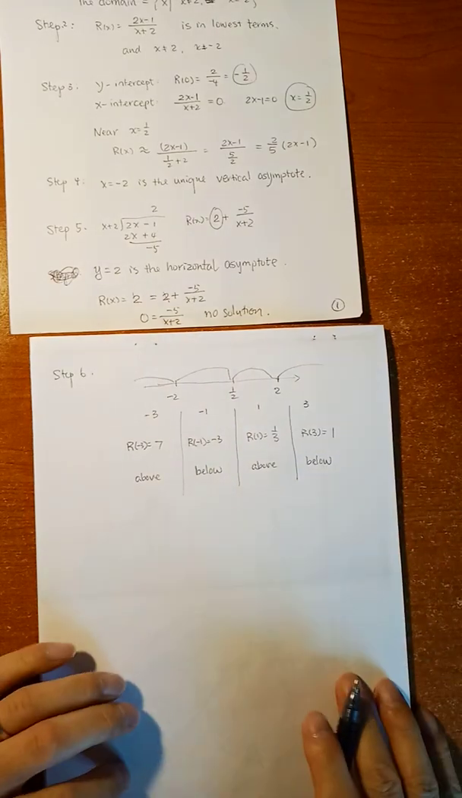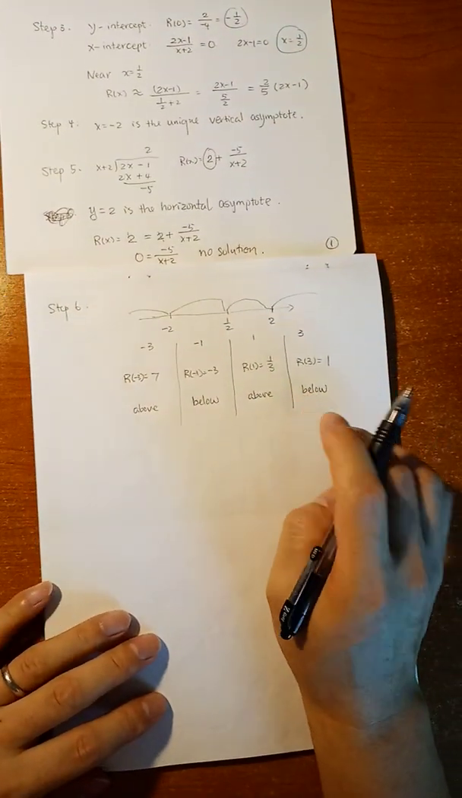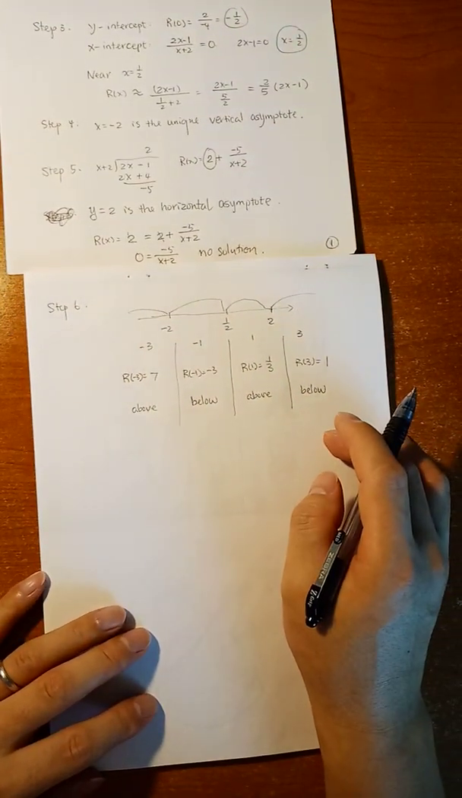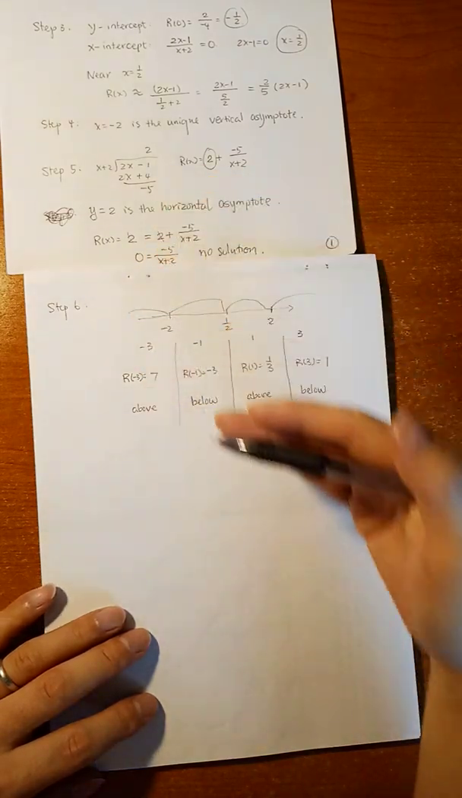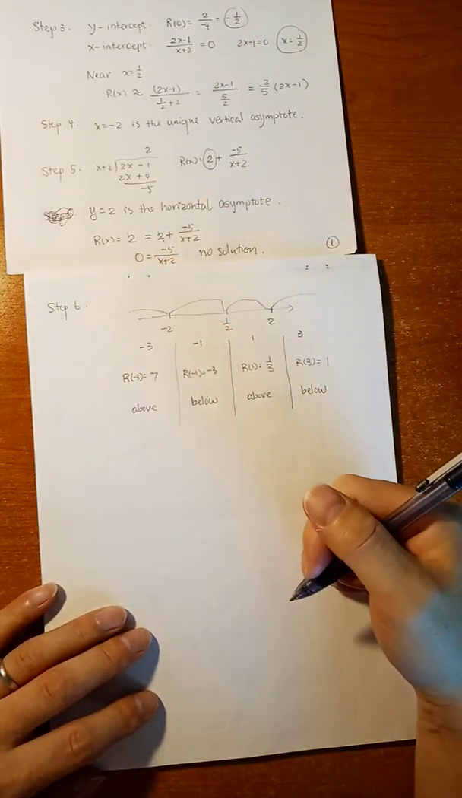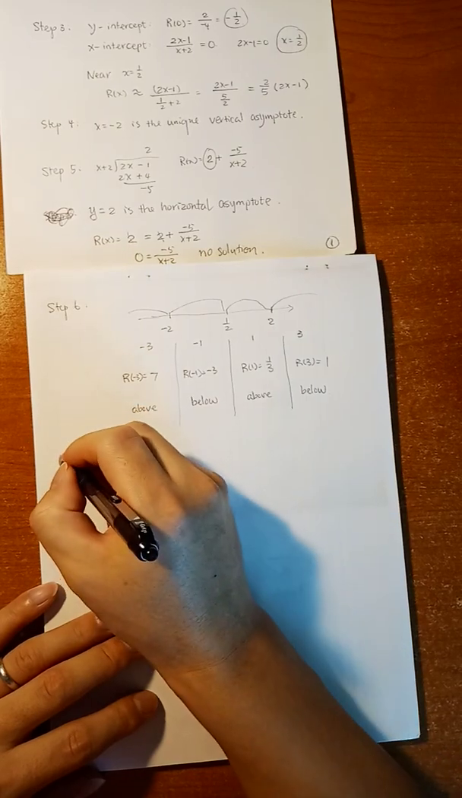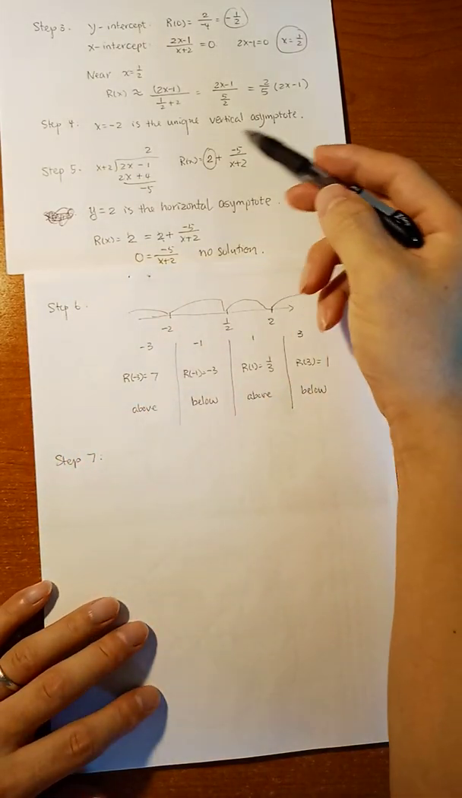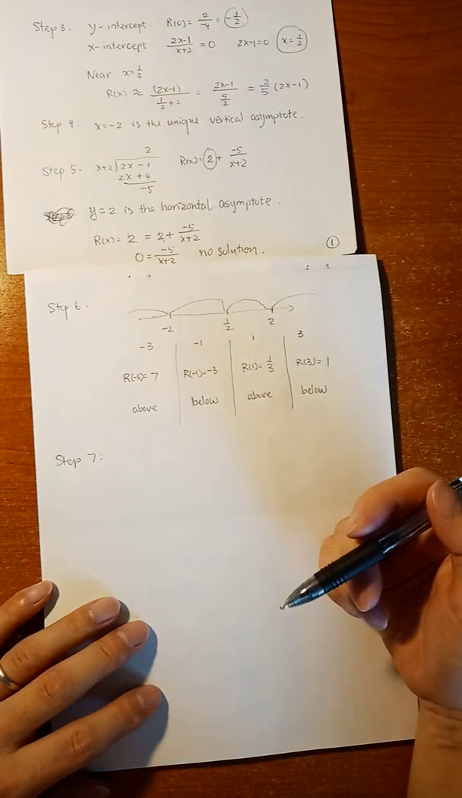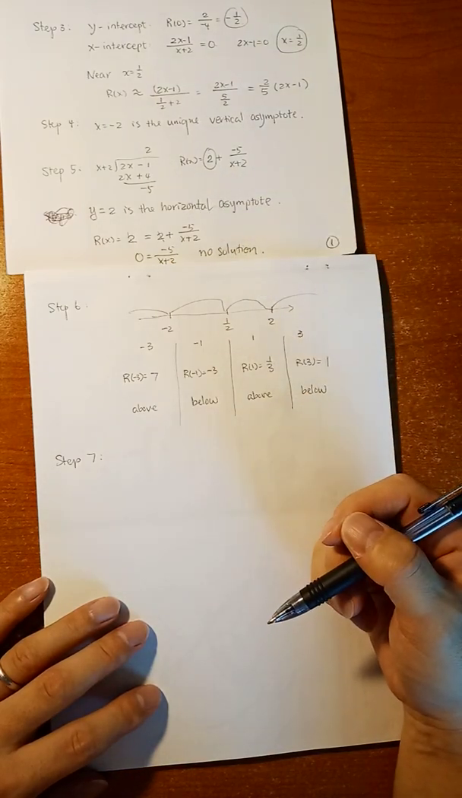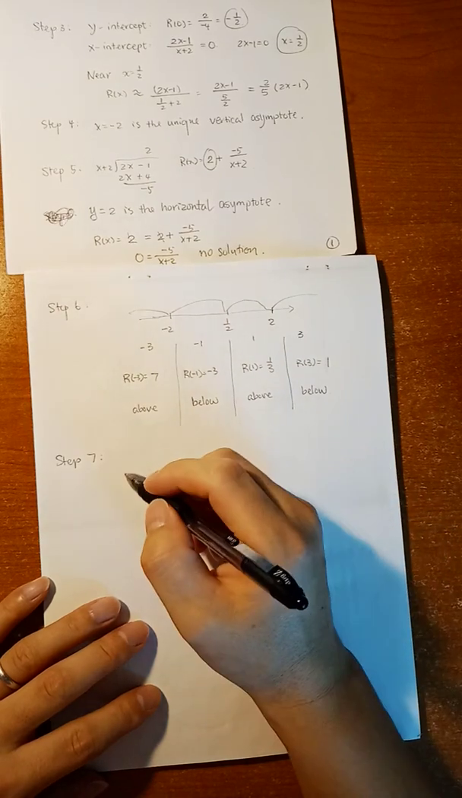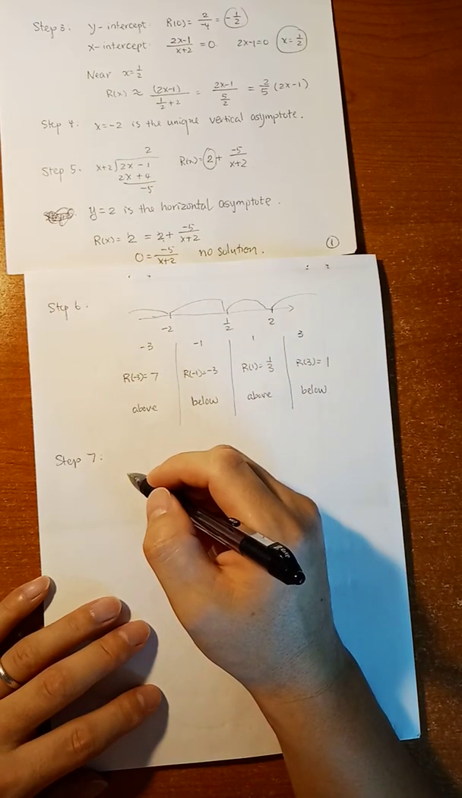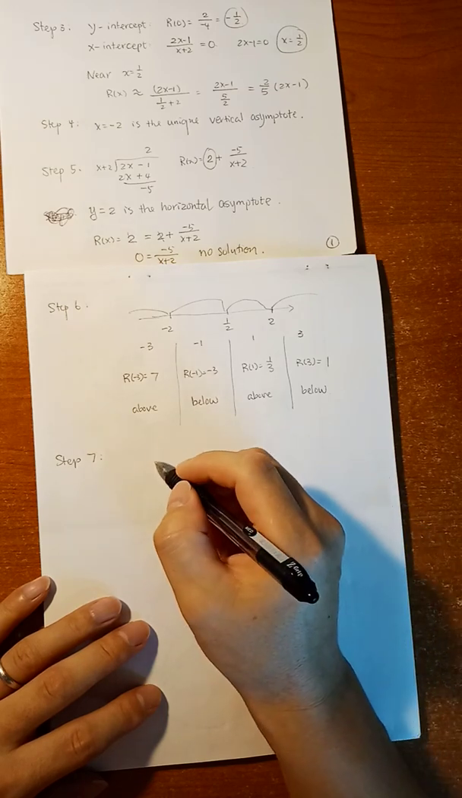Okay, so that's what we can get for the relative positions of the graph with respect to the x-axis. Step 7. In step 7, we're going to study the behavior close to the asymptotes. And check that.